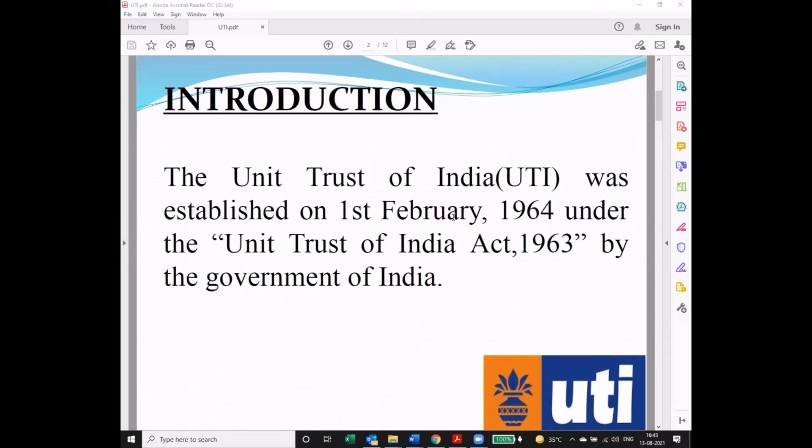Similarly, we have the State Bank of India, which is covered by an act of parliament of 1955. Similarly, Unit Trust of India is also covered by an act of parliament in 1963. And you know, act of parliament means that both the upper and lower houses of the parliament will have to approve the statutory norm for establishing an act and send it to the president for recommendation. So in 1964, on 1st of February, the central government formed Unit Trust of India.